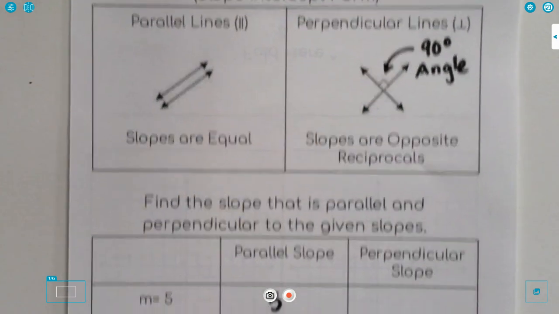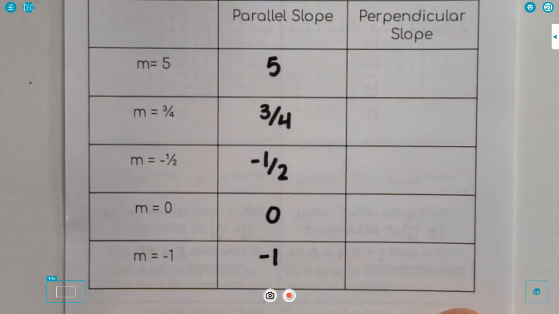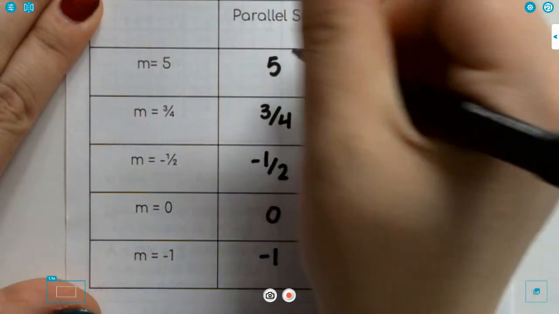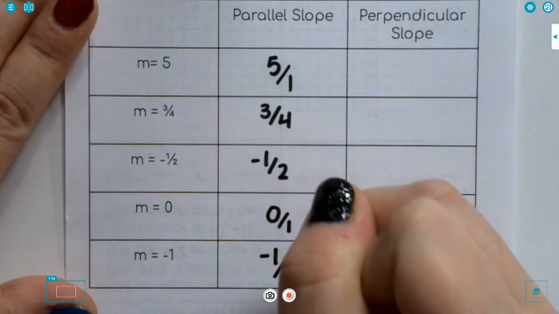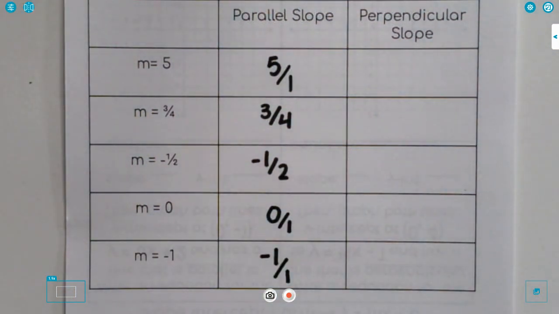So coming down to here, the first thing that I'm going to do to help me with my perpendicular slopes is I'm going to turn all of these into a fraction. So I'm going to put this 5/1. I'm going to put this 0/1. And I'm going to put this -1/1. So I'm turning all of my parallel slopes into fractions because it's going to make it easier to flip. Okay, so now we are ready to do our perpendicular slopes.